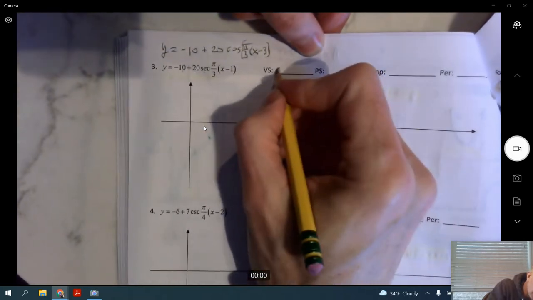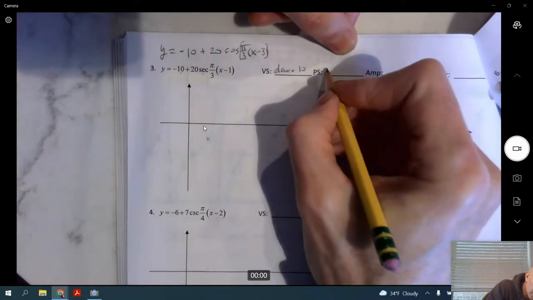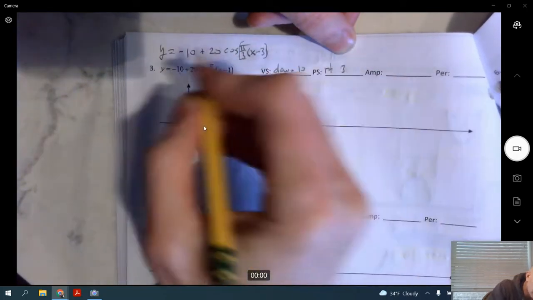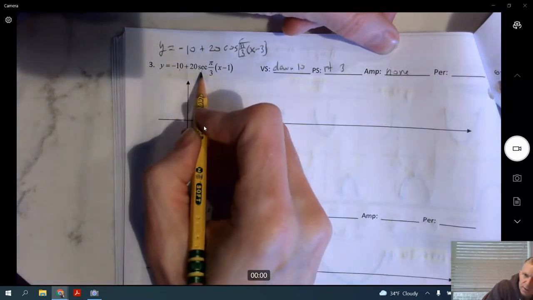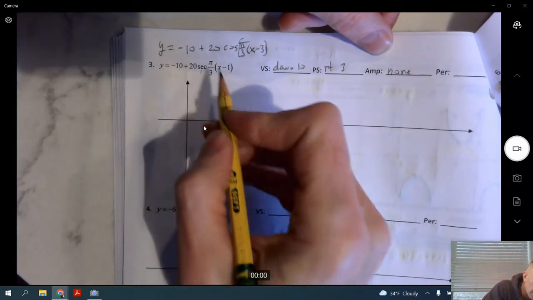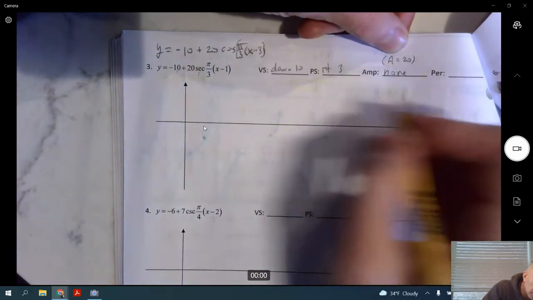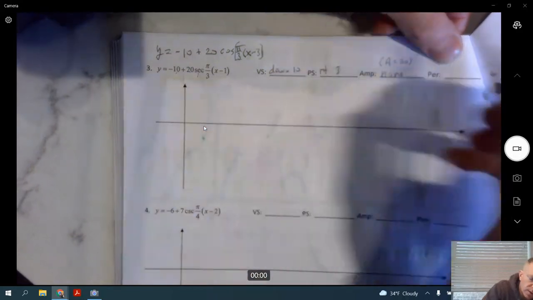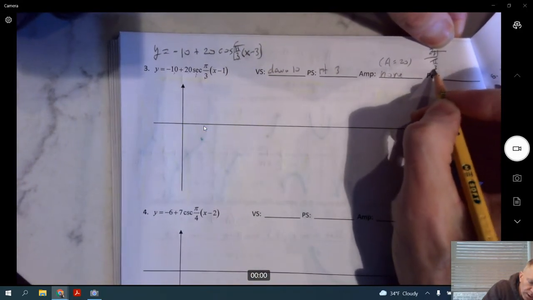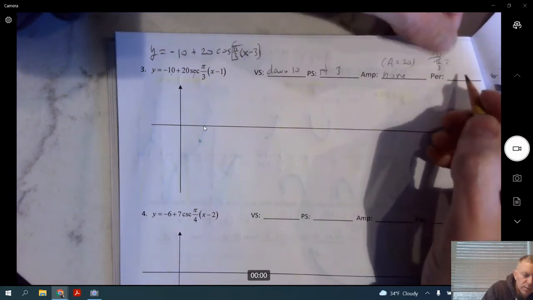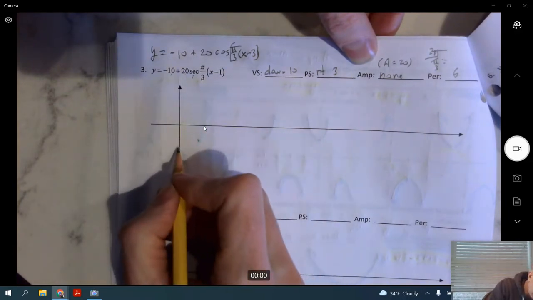Vertical shift down 10. Phase shift is going to be right 3. Amplitude, there's no amplitude for a secant function because there's no min, there's no max. But our a value is 20. And the period is 2 pi divided by pi over 3. 2 pi divided by pi over 3, which is 2 pi times 3 over pi, so you're going to get 6.